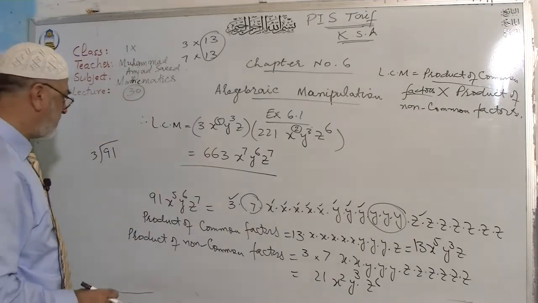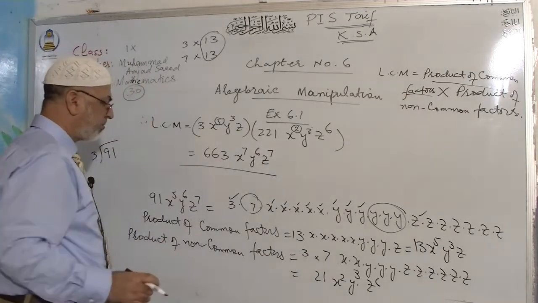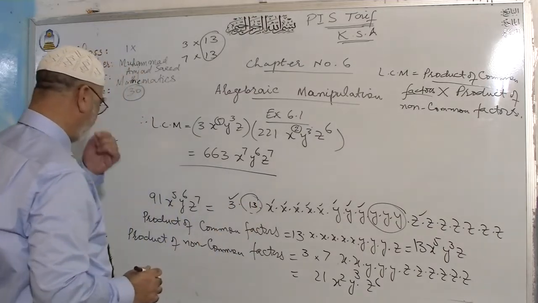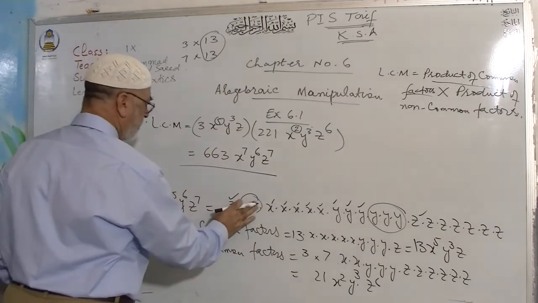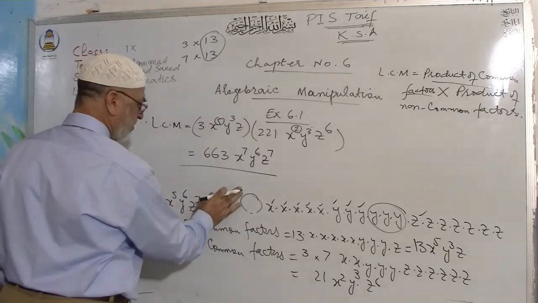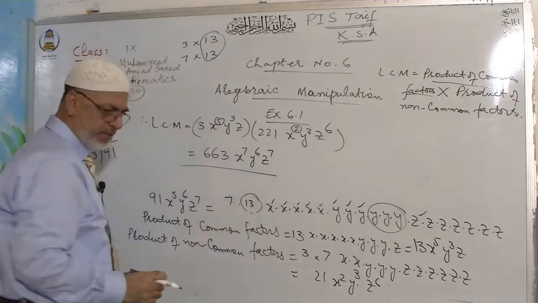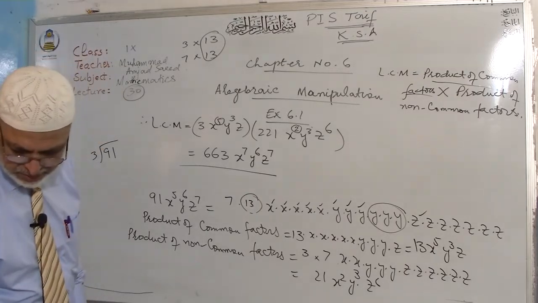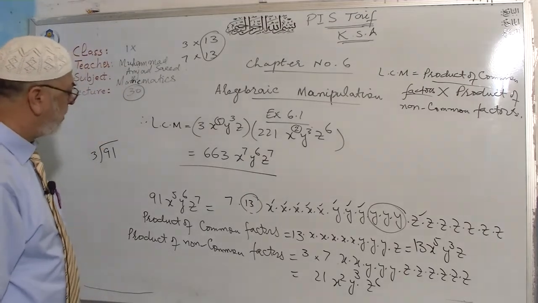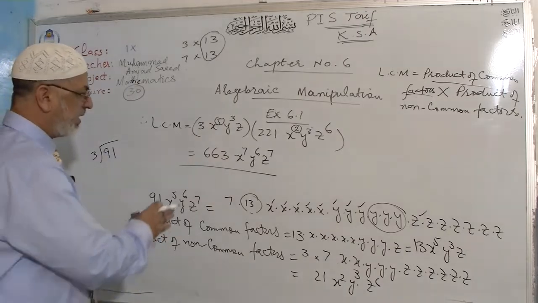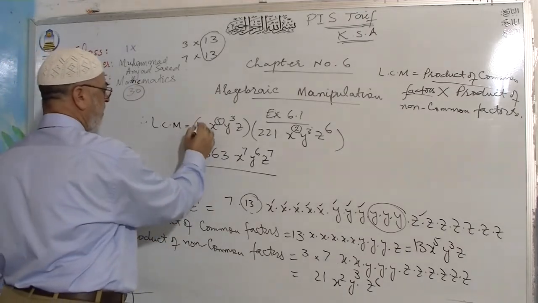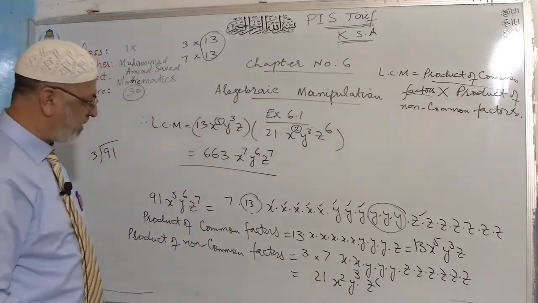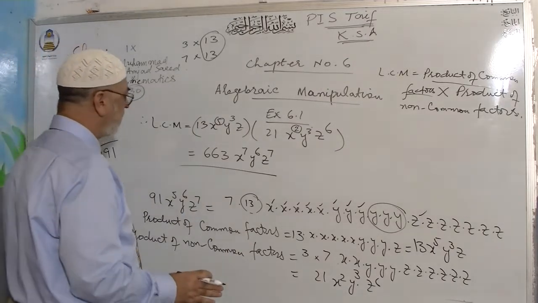So at the end, 3 into 13. No, that was 7 into 13. 7 into 13. So basically there was a little, so we have common factor is, here is 13 and that is 21. Other numbers are same but constants were a little different. Non-common factors.